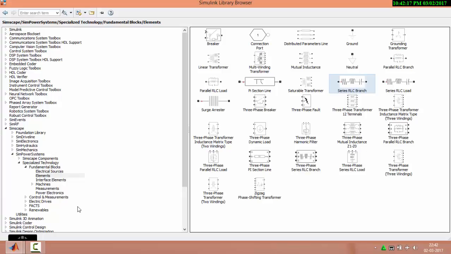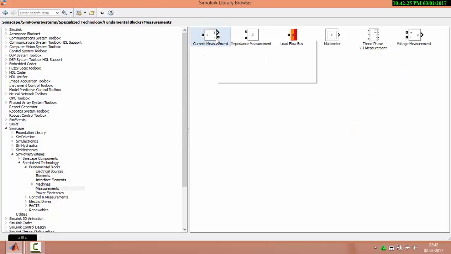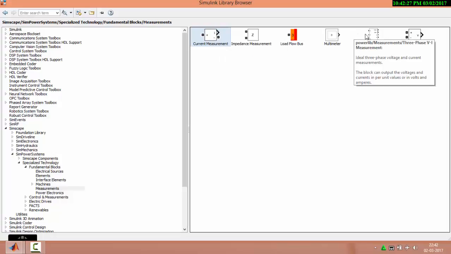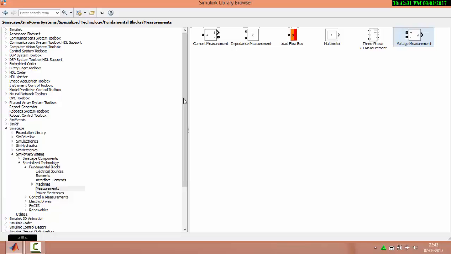Then source, resistor. The next thing you need is measurements. Go to measurements, add current measurement and add voltage measurement.